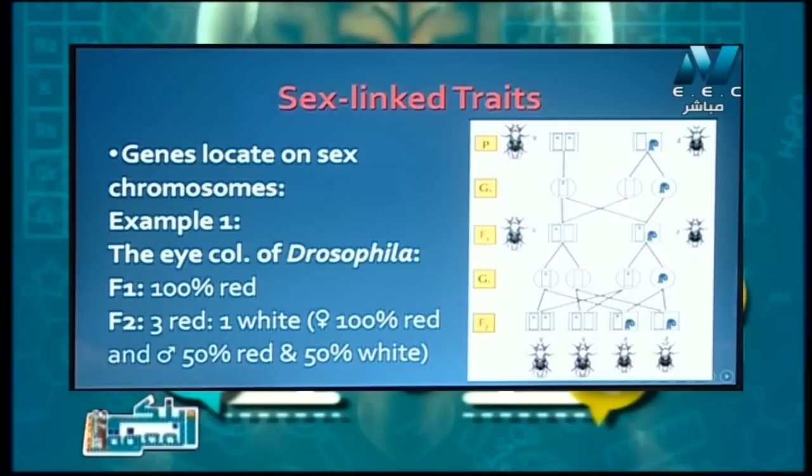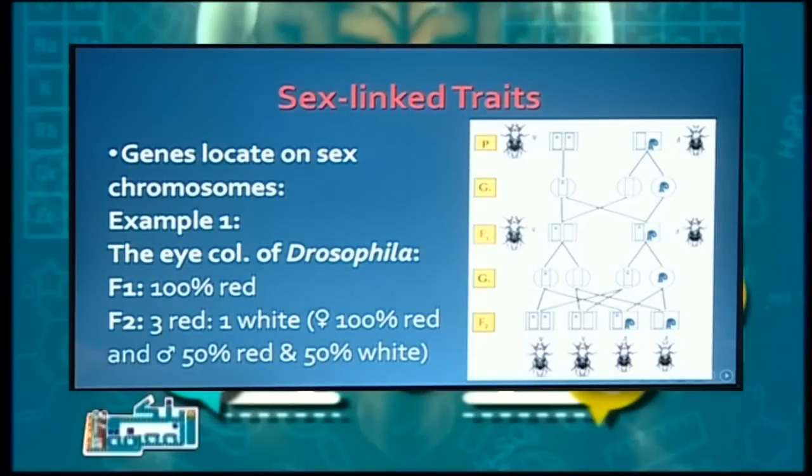After fusion of the gametes, or fertilization, the first generation will be R capital R small for the females, and R capital Y for the males. And this, of course, gives the dominant character for all individuals in the first generation. So the females and males all have red eyes. So 100% of them carry red eyes.